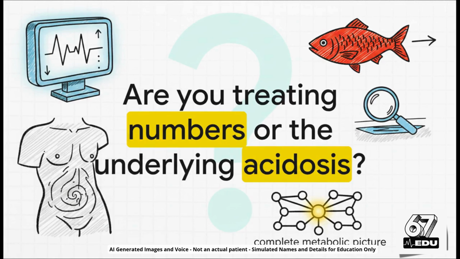I want to leave you with this final thought for today's explainer. Are you just treating the numbers on the monitor, or are you actually treating the patient's underlying metabolic acidosis? When you're facing a red herring, like an improving blood sugar level, take a step back and ask yourself what the true danger is to your patient. You've always got to look deeper than the most obvious metric, because understanding the complete metabolic picture is what truly saves lives.